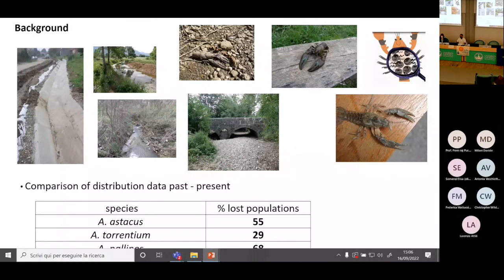Since I have been working in freshwater crayfish studies for many years, I managed to collect recent data, and I have some from the past, and those enable me to estimate what percentage of populations were lost due to the previously mentioned reasons. So as you can see, or maybe not completely, according to those estimations, 55% of populations of noble crayfish disappeared, 29% of stone crayfish, and almost 70% of originally existing white claw crayfish populations disappeared.